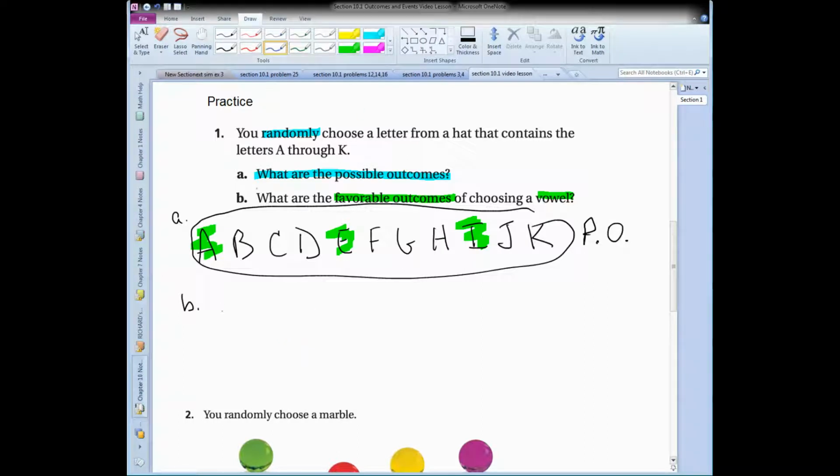So my favorable outcomes, the FO, the favorable outcomes for choosing a vowel are A, E, and I. Notice it said what. So that means I have to write them down. It didn't say how many. It just said what are they. So when you see the word what, that should clue you in that you're going to be writing down outcomes. You're not counting them.